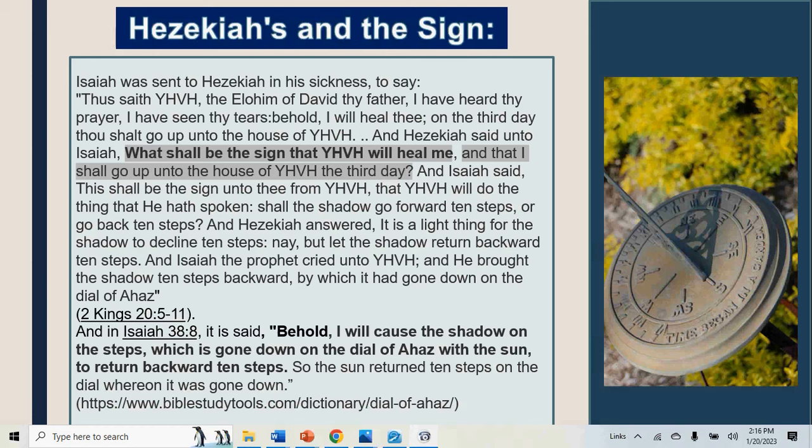And in Isaiah 38:8 it is said, "Behold, I will cause the shadow on the steps which is gone down on the dial of Ahaz with the sun to return backward 10 steps. So the sun returned 10 steps on the dial thereon it was gone down."